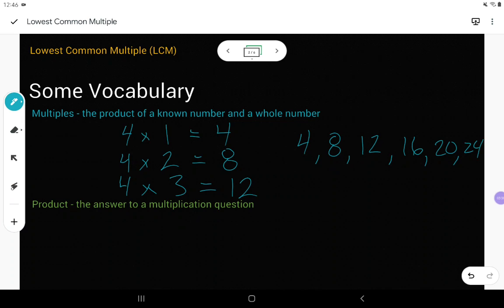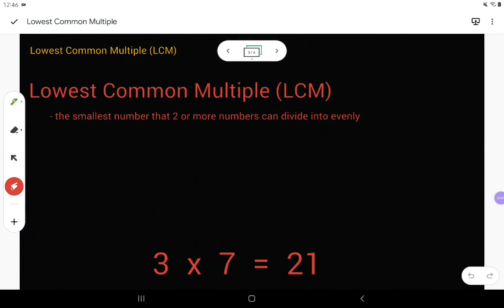Reminder, if we ever talk about the word product, the product is the answer to a multiplication question. So all of these up here, when I had 4 times 1 and I said my answer is 4, this 4 is a product because it was the answer to our multiplication statement. This 8 was a product because it was the answer to a multiplication statement. Okay, so those are multiples.